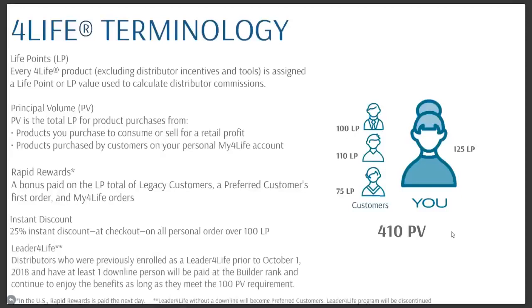I wanted to talk a little bit about Leader for Life. For those of you who have been with For Life for a while, you may be wondering, well, what's going to happen with Leader for Life? Basically, anyone who is a distributor who is previously enrolled at the Leader for Life position prior to October 1st of 2018 and has at least one member in their downline organization, we're going to grandfather you in at the builder rank. And so you'll continue to enjoy the benefits as long as you meet that 100 PV requirement.